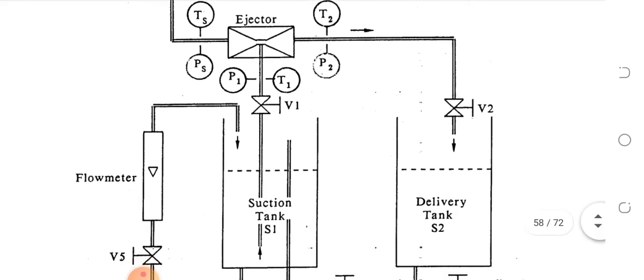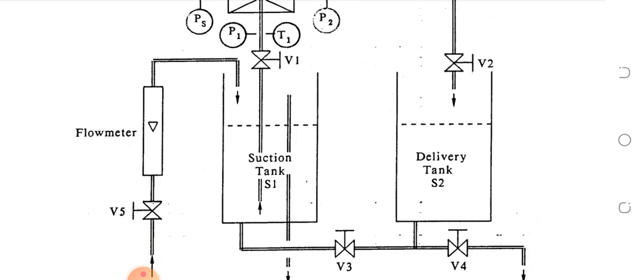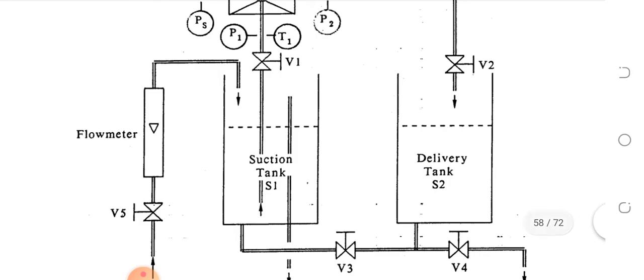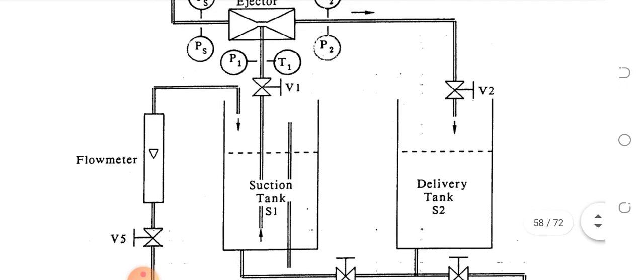In this suction tank S1 we have filled water. We have a flow meter to gauge how much water is flowing in the suction tank. So water is flowing in the suction tank, and this pipe sucks the water and mixes it with the steam and it goes toward the delivery tank. In this experiment, we are just noting the flow rate of the water and the flow rate going towards the delivery tank, and their temperature and pressure.